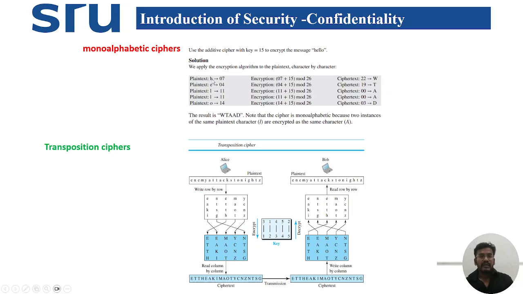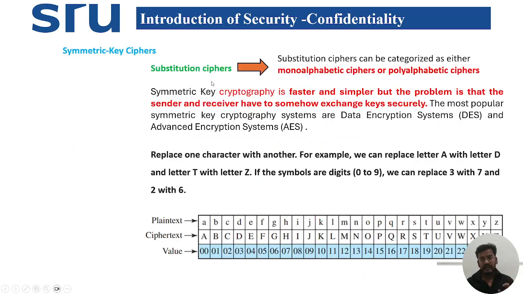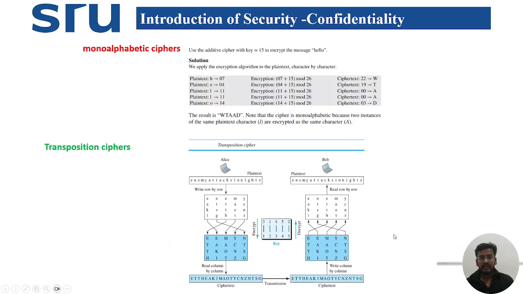So here you can see the table. In front of H, the value is 07. In hello, E should be 04. LL, so L should be 11 and L should be 11. That way, we take the letters as numeric values.